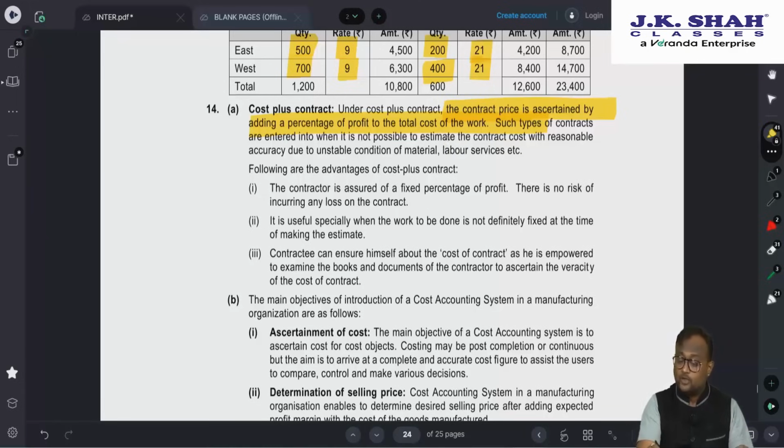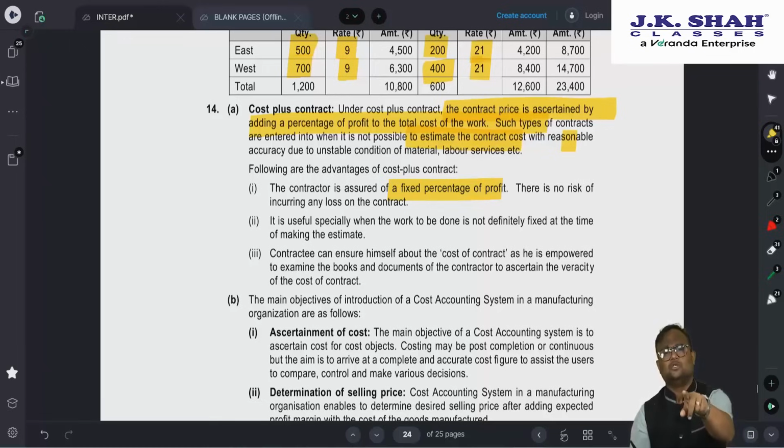So it is not possible to estimate the contract cost with reasonable accuracy, because we are not bothered to know the selling price well in advance. A fixed percentage is given to the contractor. That is the biggest advantage. I know if you spend 1000 or you spend 1 lakh, I am going to get 15% of it. So I know my remuneration part.